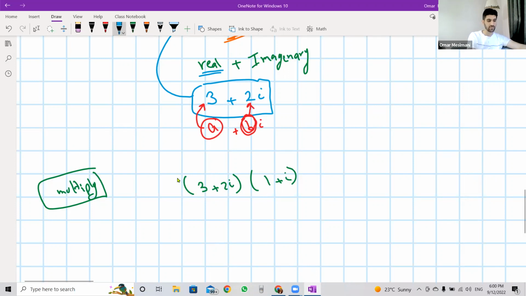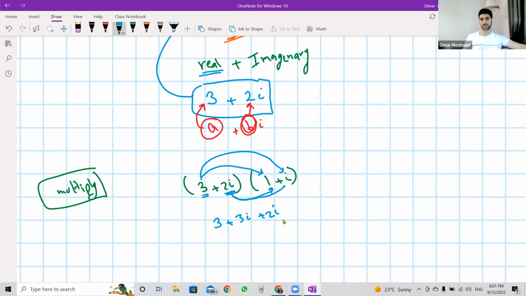First of all, I'm gonna take the 3. Stay with me for a minute. I'm gonna multiply it with the 1. So it's 3 times 1, which is 3. 3 times i is 3i. Listen carefully. 2i multiplied by 1 is 2i. Now here is the problem: 2i multiplied by i. What is it? It's gonna be 2i squared.